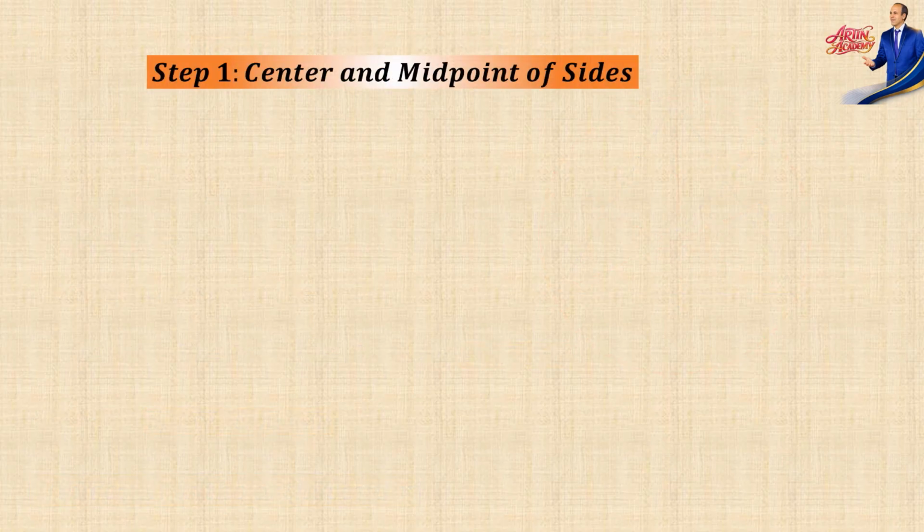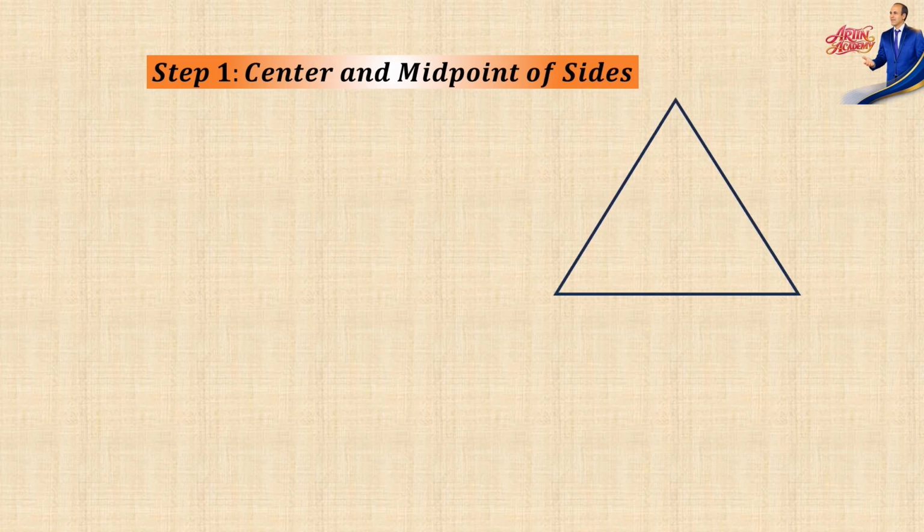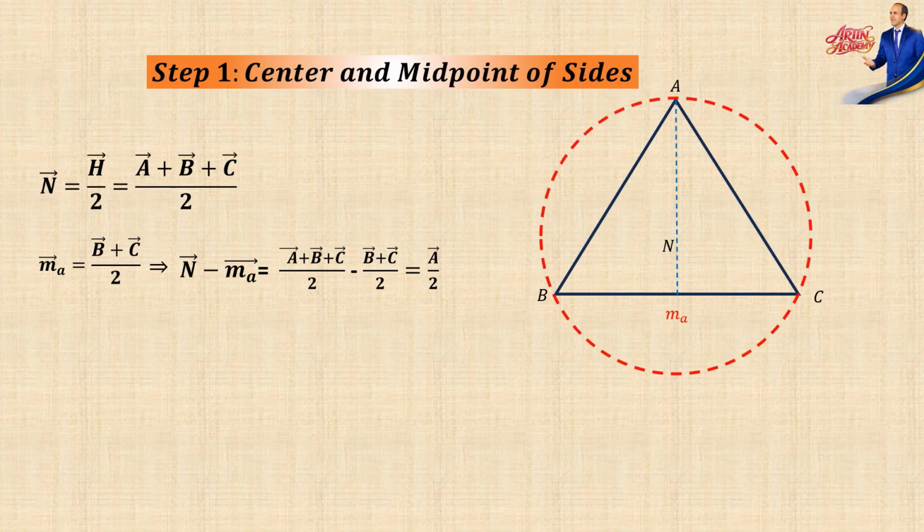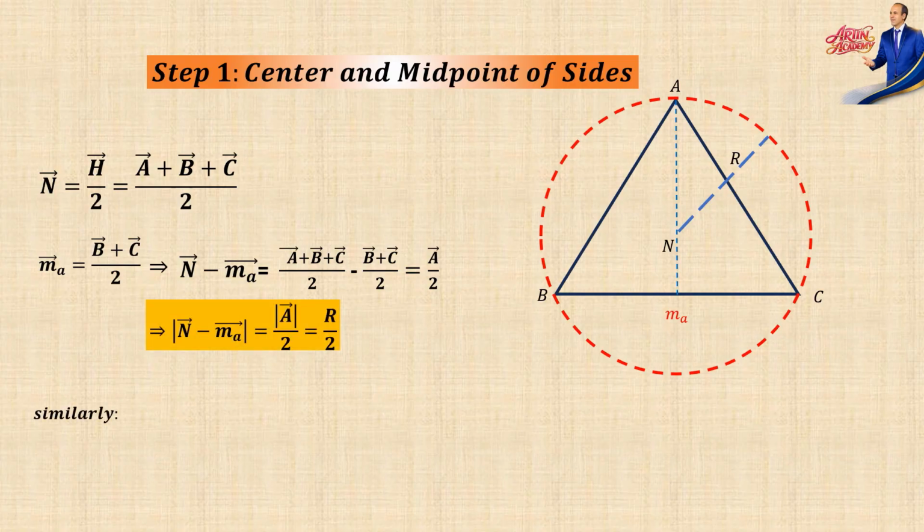Center of midpoints of sides. Let N be the midpoint of OH. Since O is the origin, the position vector of N is equal to the position vector of H divided by 2. The position vector of H divided by 2 is equal to the quantity vector A plus vector B plus vector C, all divided by 2.